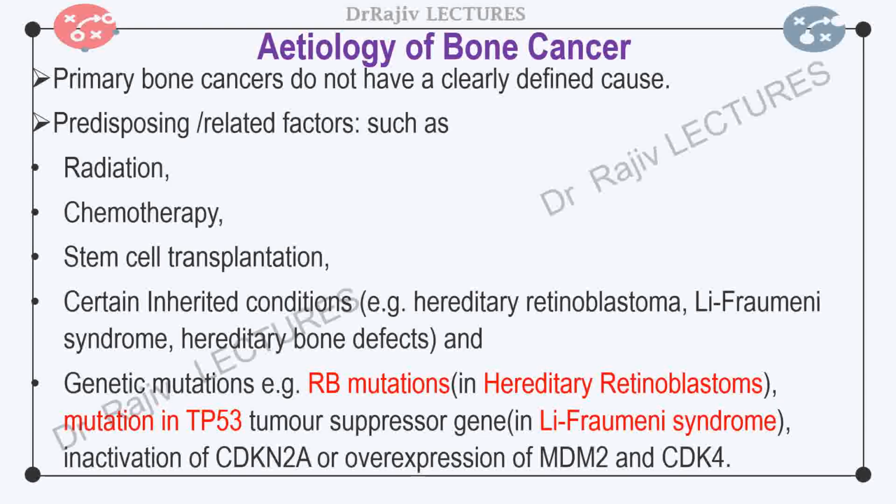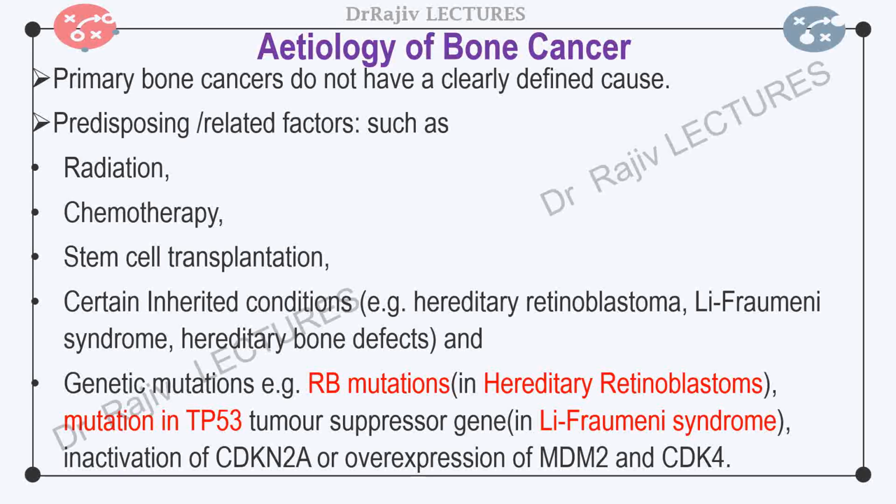Although primary bone cancers do not have a clearly defined cause, previous cancer treatment with radiation or chemotherapy, a stem cell transplantation, and certain inherited conditions increase the likelihood of developing these tumors. Osteosarcoma occurs more frequently in people who have had high-dose external radiation therapy or treatment with certain anti-cancer drugs, particularly alkylating agents. Those treated during childhood are at particular risk.